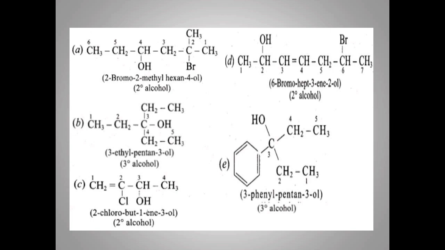And E, here it contains 5 carbons. In the 3rd carbon it contains phenyl as well as alcohol. So the name of that compound, 5 carbon means pent, single bond ane, 3rd carbon contains alcohol, so 3-ol. In the same way the 3rd carbon contains phenyl, so 3-phenylpentan-3-ol.